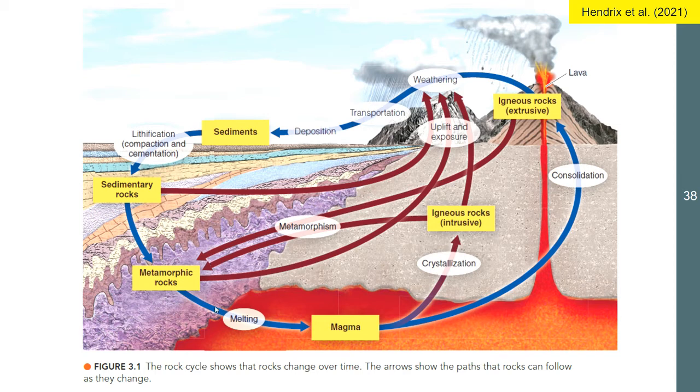Sometimes they can be pushed downward, deeper into the Earth's surface, and undergo melting and become part of magma, wherein the magma has several paths to take. It could either become intrusive igneous rocks or be expelled out into the Earth's surface through volcanic eruptions and become extrusive igneous rocks. So that's where metamorphic rocks fit in the rock cycle.